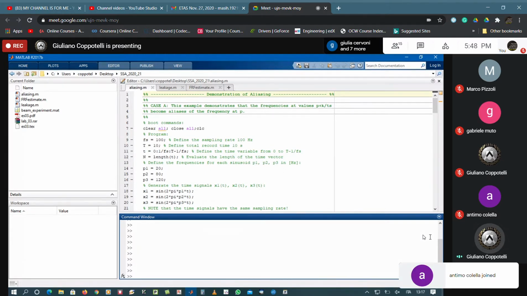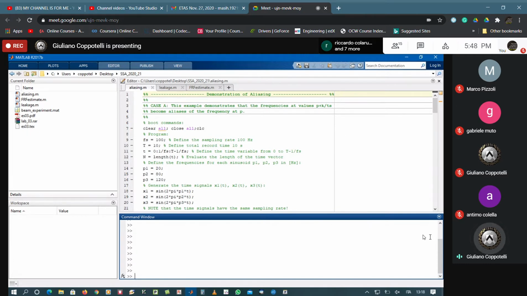Okay, so for this laboratory activity number 3, the first problem is related to aliasing, and we are going to consider 3 sinusoidal signals having frequencies of 20, 80, and 120 Hertz. Then we are going to sample these signals using a sampling frequency equal to 100 Hertz, and observe them for a total time equal to 10 seconds.